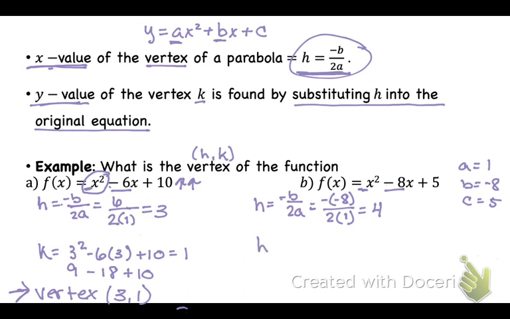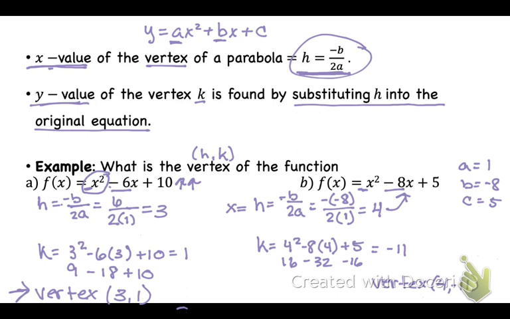How do I find the k? You just plug it in. So 4 squared minus 8 times 4 plus 5, because x is h, yes? So negative 32, 16, so that's negative 16, and 5, negative 11. That's what I got. So what is my vertex then? 4, negative 11.